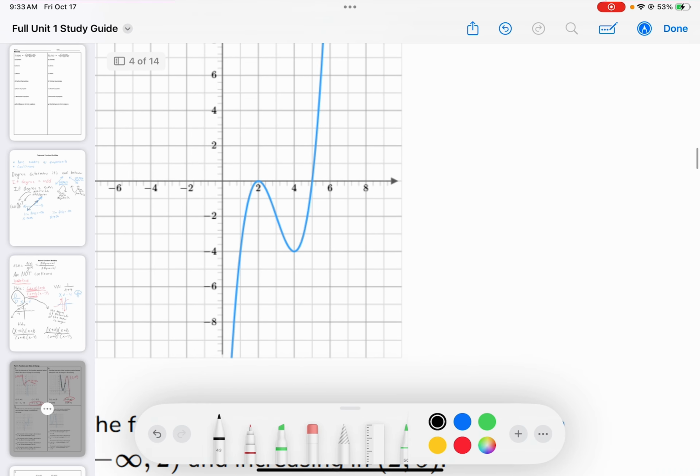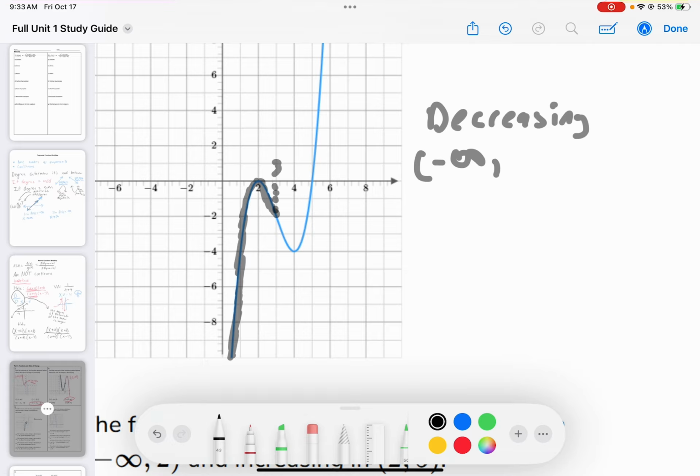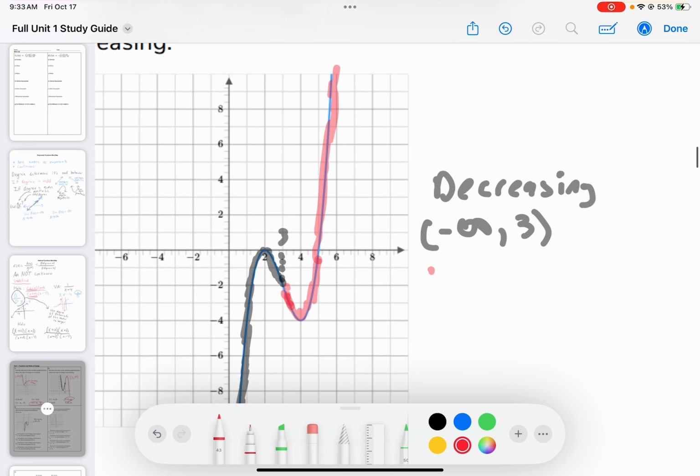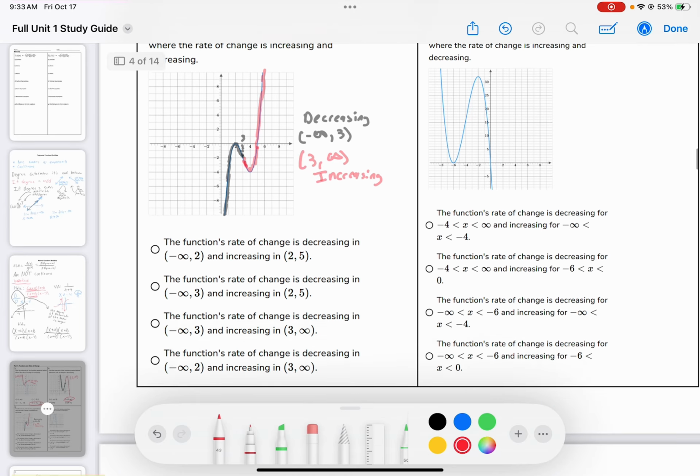So we can say at the beginning here, I am clearly concave down, concave down, concave down. And then here, at 3, I look to hit some point of inflection. So it looks like we are decreasing from -infinity to 3. Then we switch to concave up, and it looks like that goes on forever. So from 3 to infinity, we are increasing. So let's find an answer choice that resembles that.